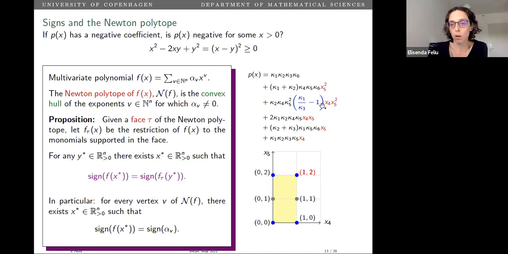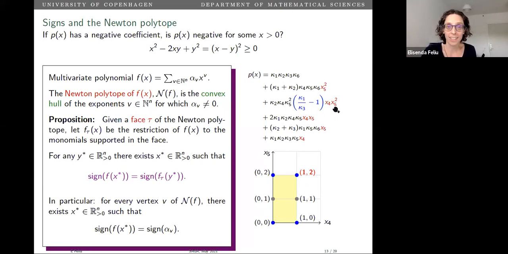If that smaller polynomial is negative for some x, then I also know that my original polynomial can be negative. And if my smaller polynomial is positive for some x, then my original polynomial is also positive. That is, all the signs that can be attained by a face are also attained by the whole polynomial. And if we think of a vertex, the sign is constant. This result says that the sign of the coefficient of a vertex can be attained by the polynomial evaluating at positive numbers.